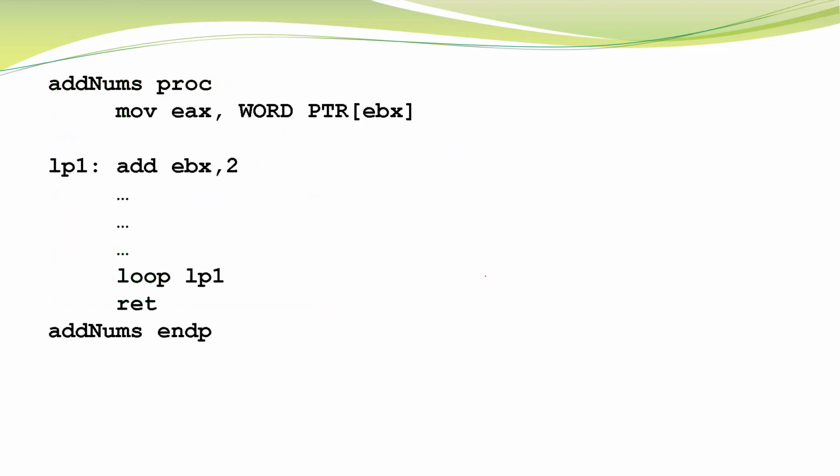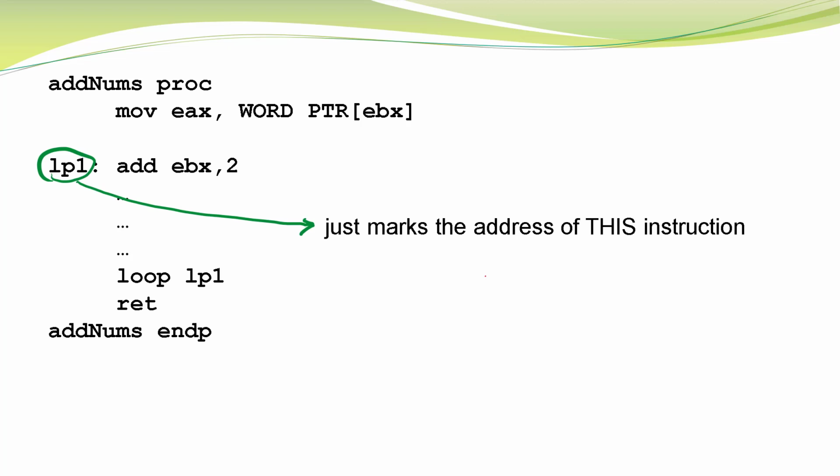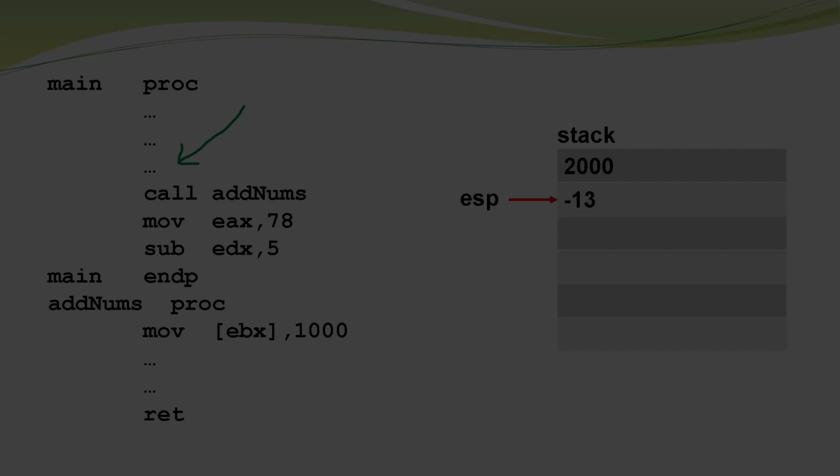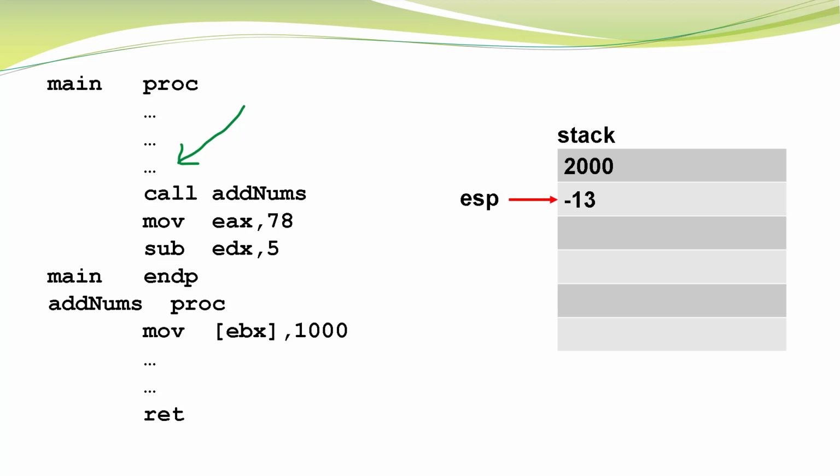Inside the procedure, you're going to put labels, and those labels are going to act like just local markers. They're only visible inside that procedure, and keep in mind, they're not variables, they're just names for locations inside a procedure. All right, let's take a look at how this is going to work.